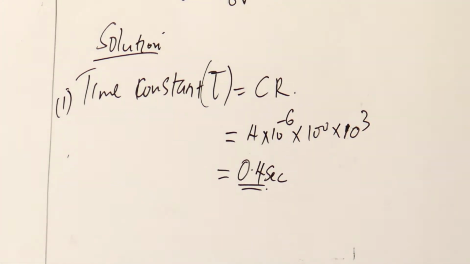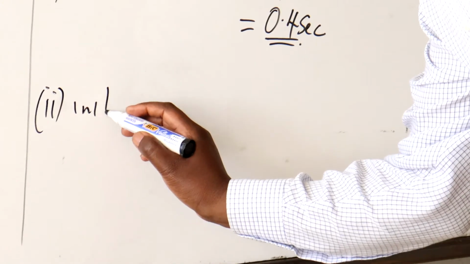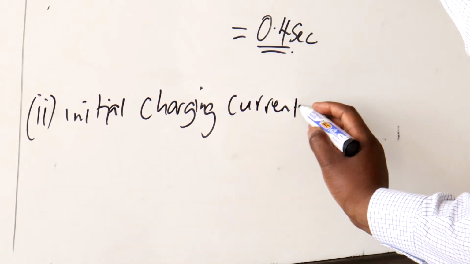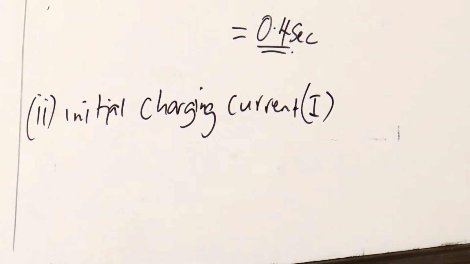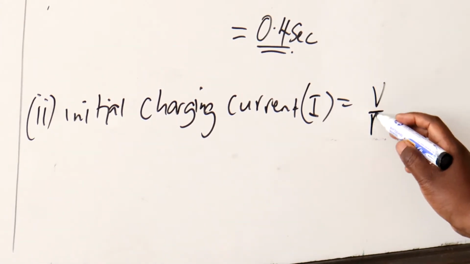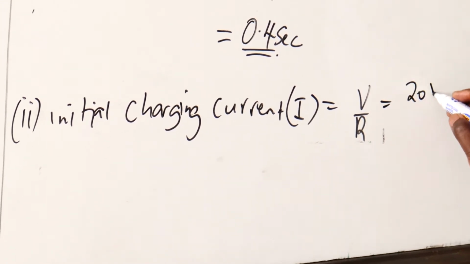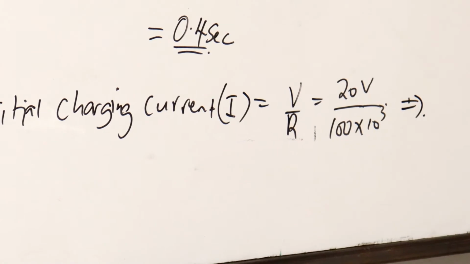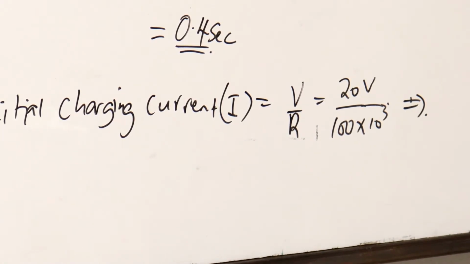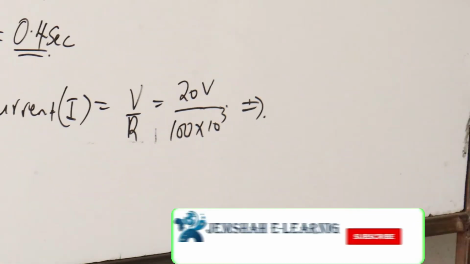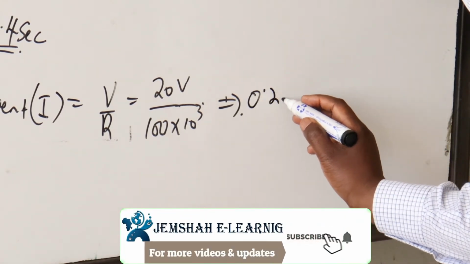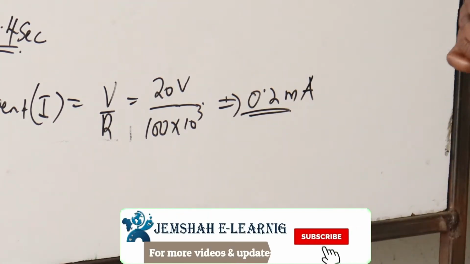The second part is the initial charging current. Initial charging current, which I refer to as I, is V over R. Then we shall have V as 20 volts over R as 100 times 10 to the power 3. And this gives us 0.2 milliamps.